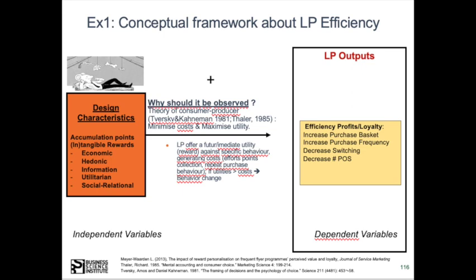And the theory which is behind that is the consumer producer theory of Tversky, Kahneman, and Thaler. So customers try to minimize cost and maximize utilities. So the more they increase the utilities here, or the independent variables, the lower should be the cost, and the higher should be the impact on the dependent variable.